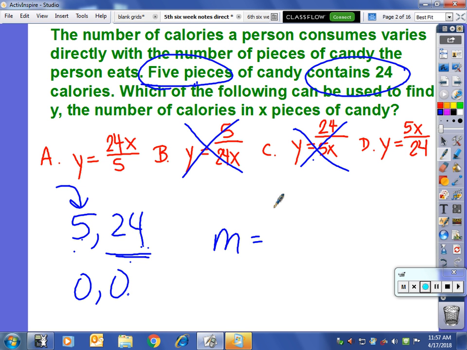24 minus 0 is 24. 5 minus 0 is 5. The slope is 24/5. It's just y over x for these kinds of lines. Which one is showing this slope getting multiplied by x? Yes.